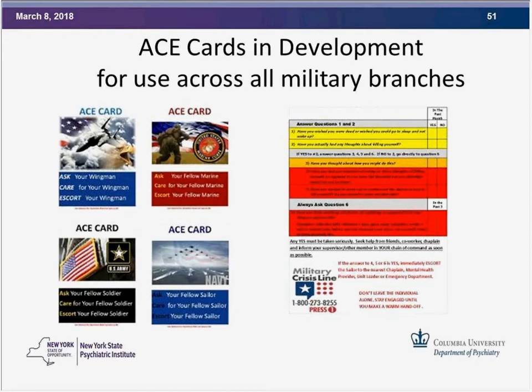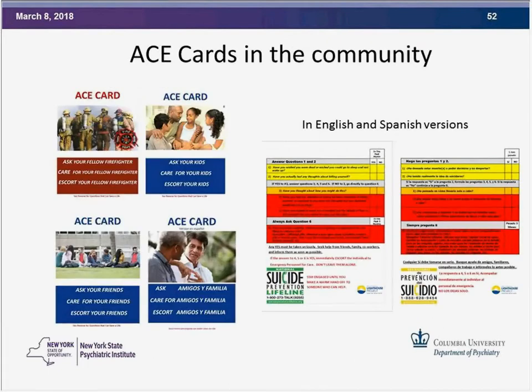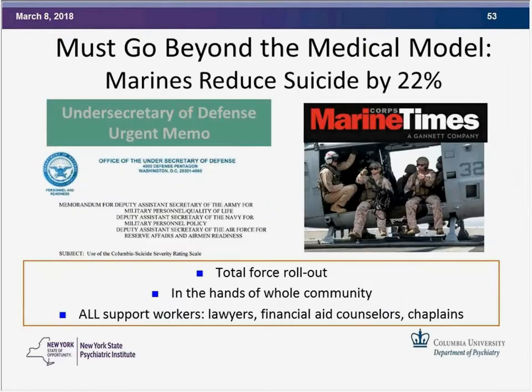Now, as a result of how successful this was, being given to every airman and their spouse, we've moved into the other branches of the military, but we've also created them for community use. So we have them for first responders, for parents that say ask your kids, for teenagers that say ask your friends, and for teachers that say ask your students. And you can download these off of our website. You can print them out, 4 to a page, laminate them, and cut them up and distribute them widely in your community. And we really encourage that. And what the military now, the Department of Defense, has said is we must go beyond this medical model.